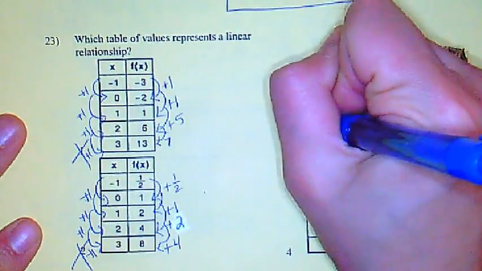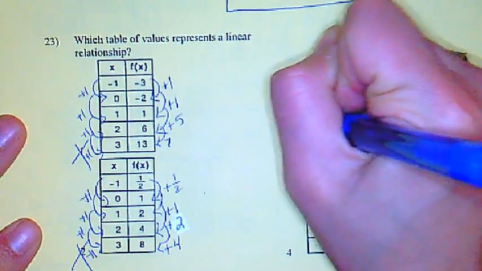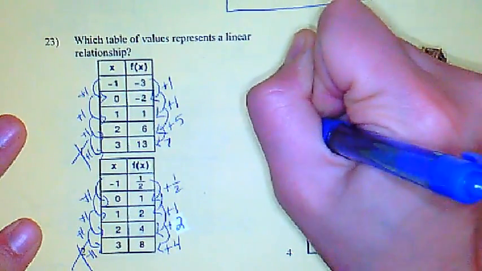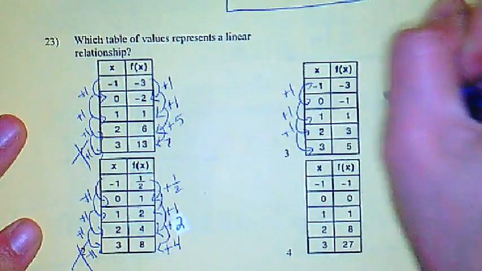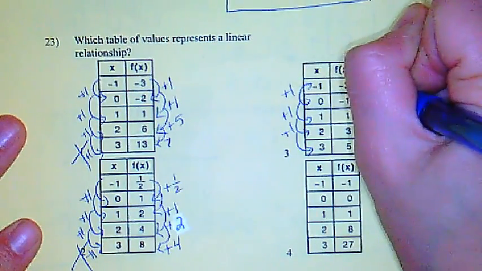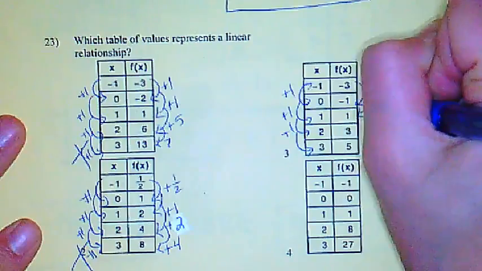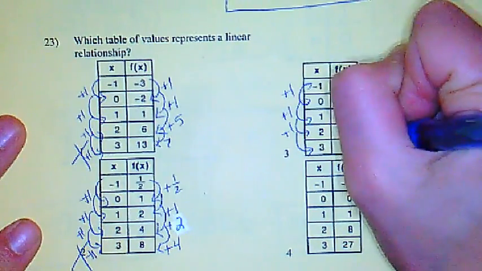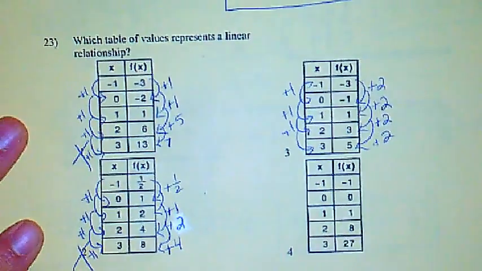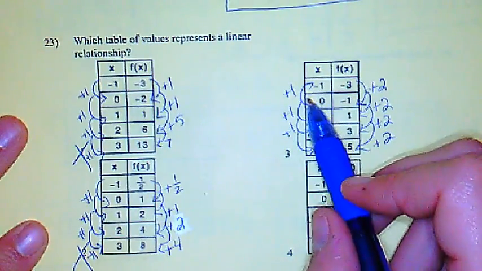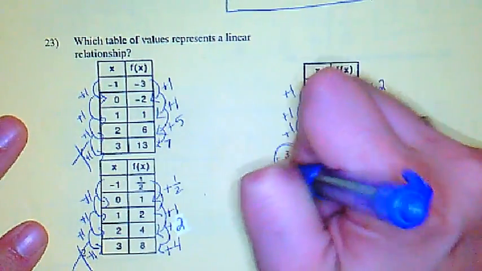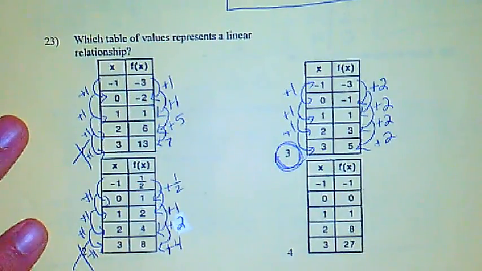Again, up 1, up 1, up 1. And then this one, up by 2, up by 2. Looking good, looking good. So this one does have a constant slope. So this would be linear. So 3 is actually your answer.